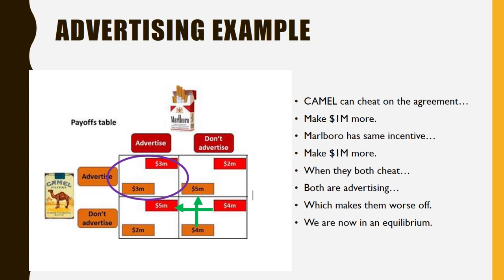Now we're in equilibrium, right? So remember how to ask this question. Does anyone want to deviate? They're both advertising. Well, does anyone want to switch to don't advertise? What happens if they switch to don't advertise? Their earnings fall from $3 million to $2 million. So they certainly don't want to do that. So we are in an equilibrium outcome right here. So again, this is also an example of the prisoner's dilemma at work. So hopefully you've got the hang of it.